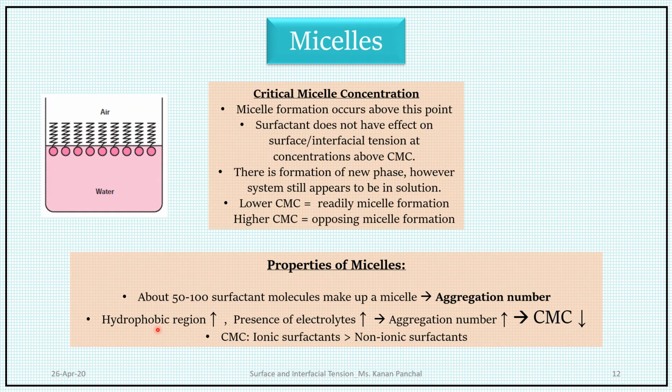If the hydrophobic region in a surfactant is high, and if there is also presence of electrolytes in the media, the aggregation number is going to increase. And when the aggregation number increases, CMC decreases. That is, these two are inversely proportional. Also, please note that ionic surfactants have higher CMC than non-ionic surfactants. Bile salts are the natural or physiological surfactants present in the body. Even they are capable of forming micelles.